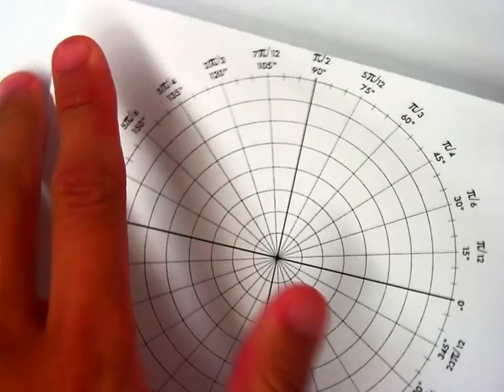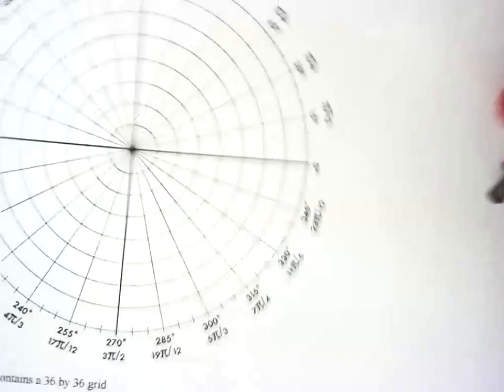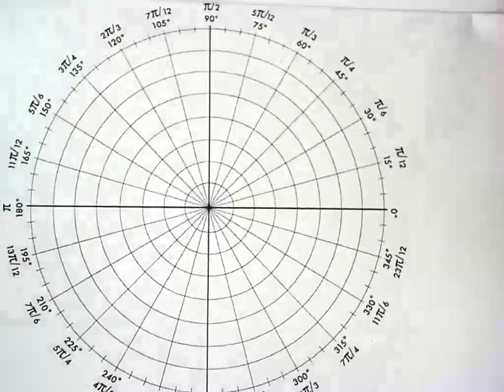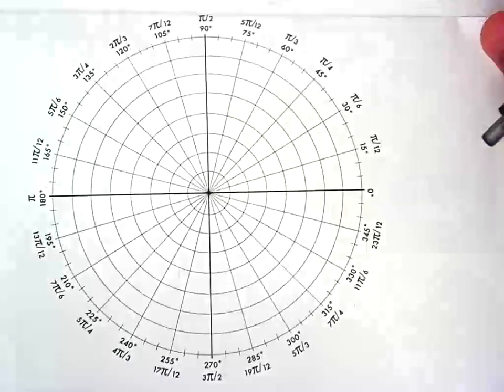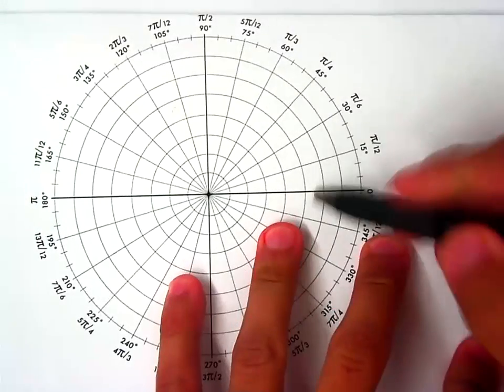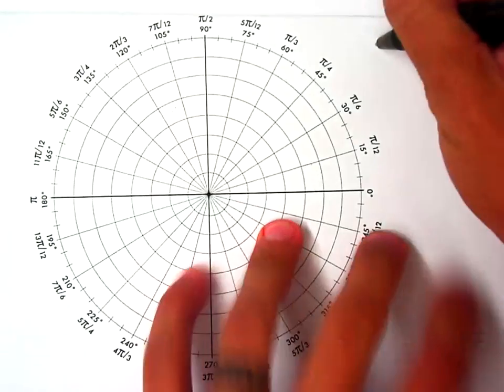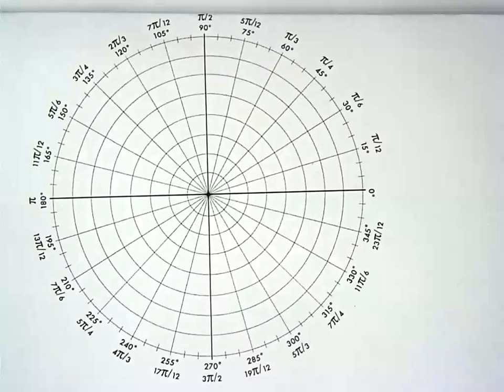Okay, so let's go ahead and get started. I'm going to show you a polar coordinate. This is a typical polar coordinate. It has angles. It's like your unit circle. At every point is an angle. And then we're going to go ahead and graph it from there.